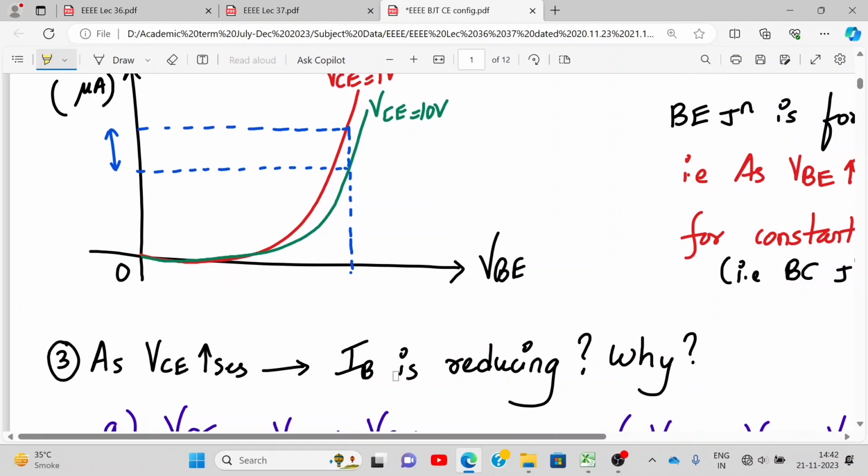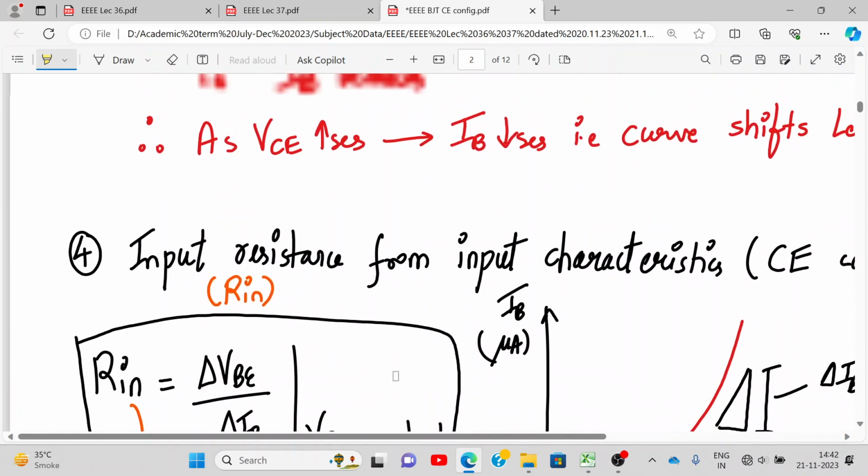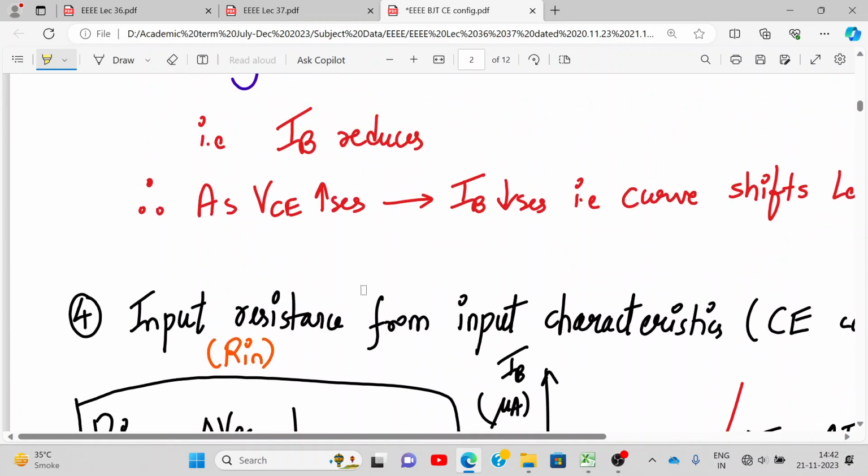Can we go to the next one? Or you can read all these things. So therefore, as VC increases, IB will reduce.